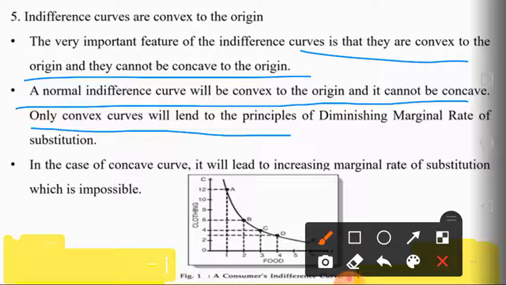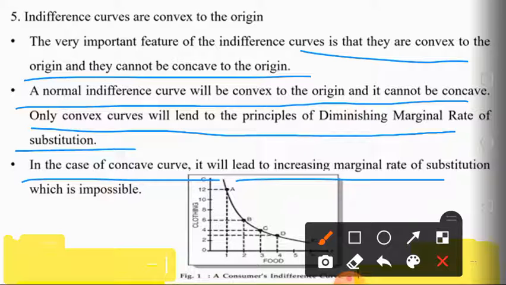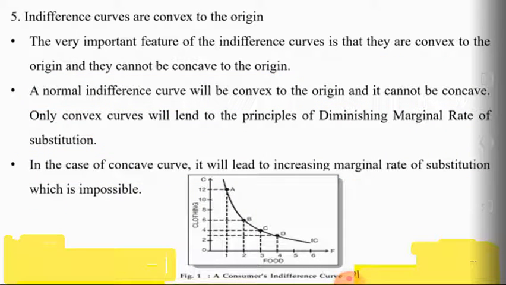Only a convex curve will lead to the principle of diminishing marginal rate of substitution. In the case of a concave curve, it will lead to increasing marginal rate of substitution, which is impossible. That is why now we know the reason for convexity to the origin. So the topic of indifference curve is completed.